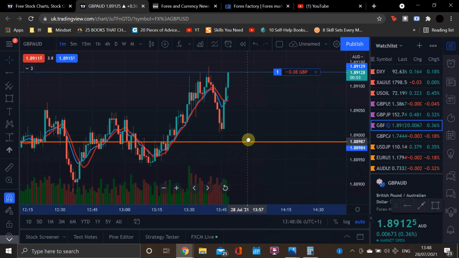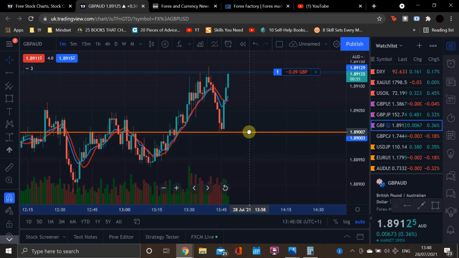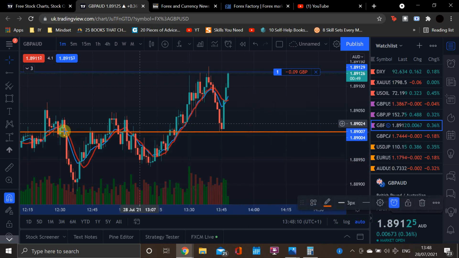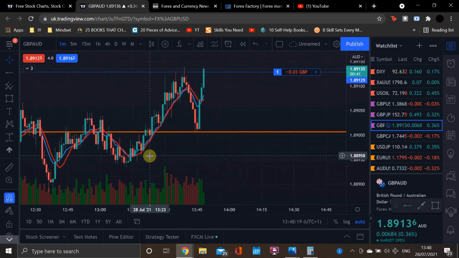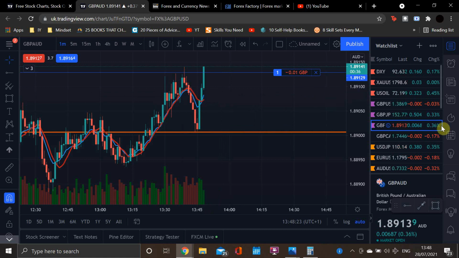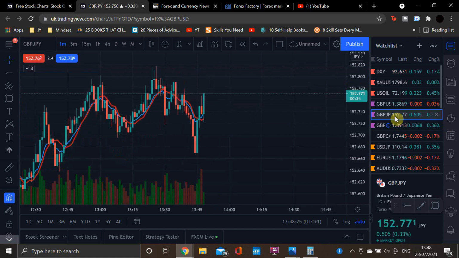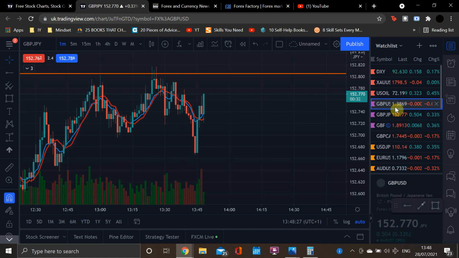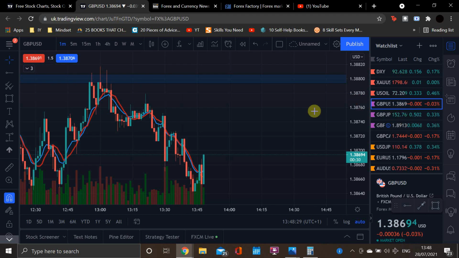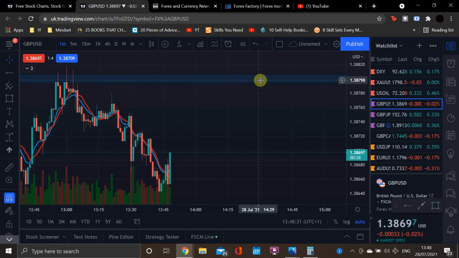If it goes below this area here, and I'll tell you why. Number one. Number two, if it goes below this area here, then it's ridiculous. I should really cut my losses if it goes past this area here. So look, pushing up. GBP JPY, GBP USD. Let's wait.